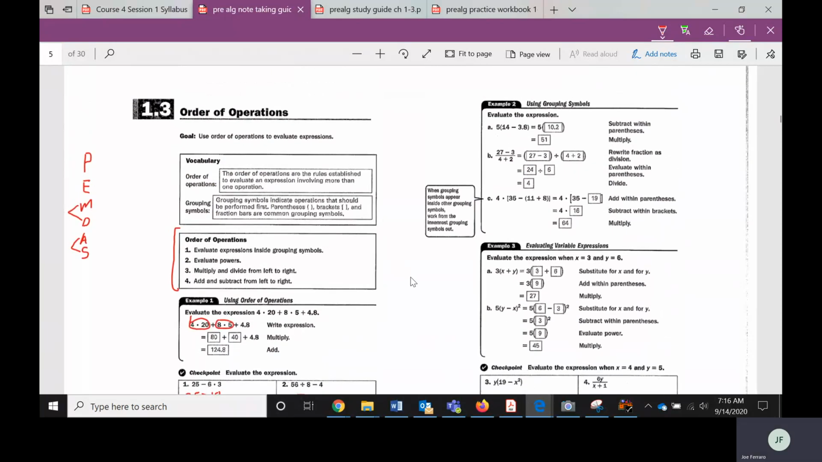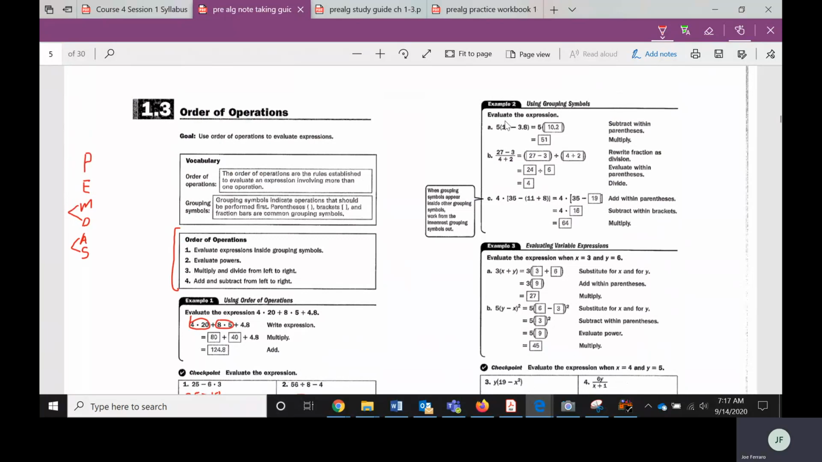Now we get into some that are a little more difficult. We have ones with grouping symbols in there. So let's just kind of go through the steps and see what they did. So we have 5 and then parentheses 14 minus 3.8. So hopefully you remember this, but if you don't, when there's a number right next to parentheses, that means it's multiplication.